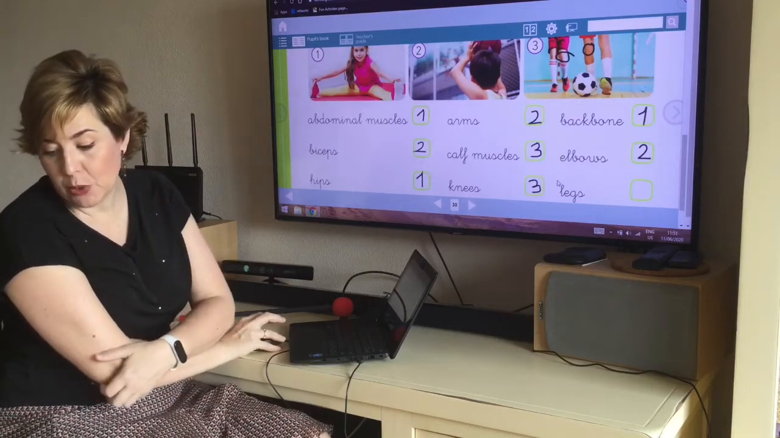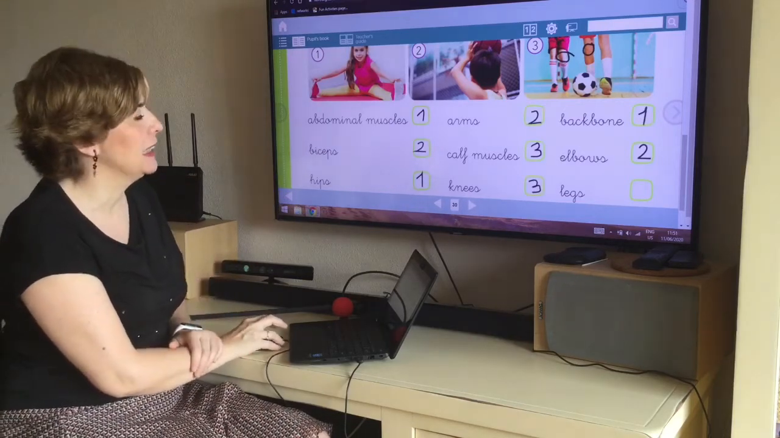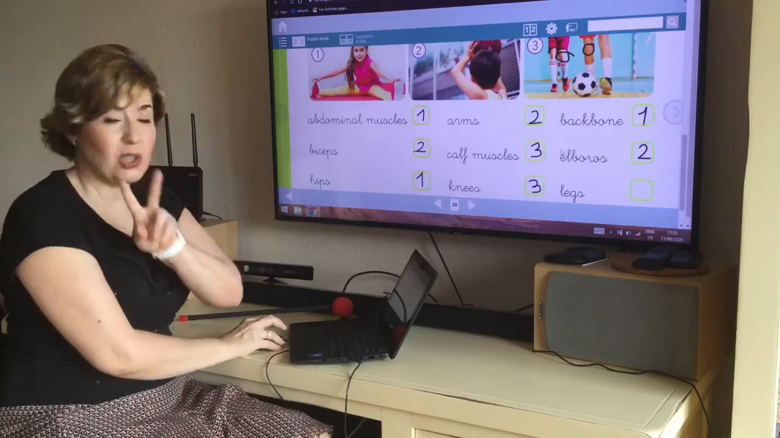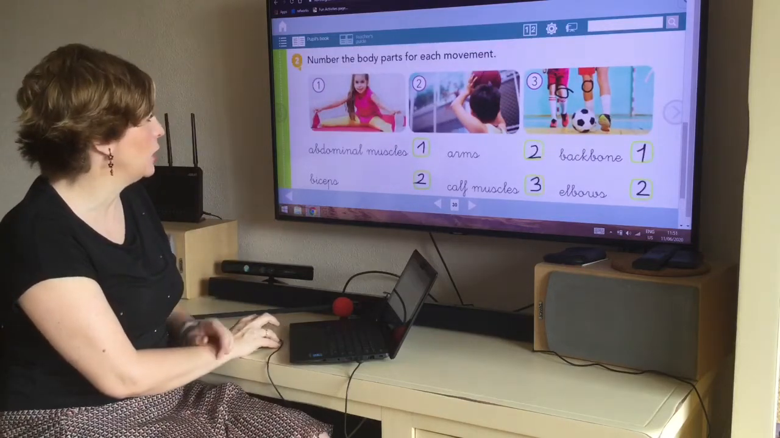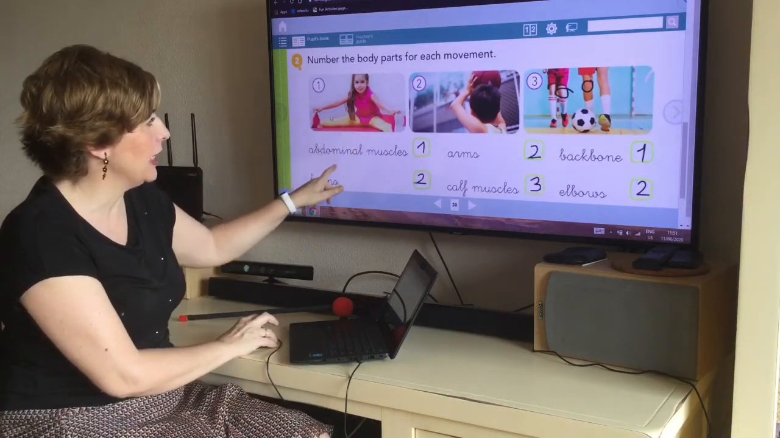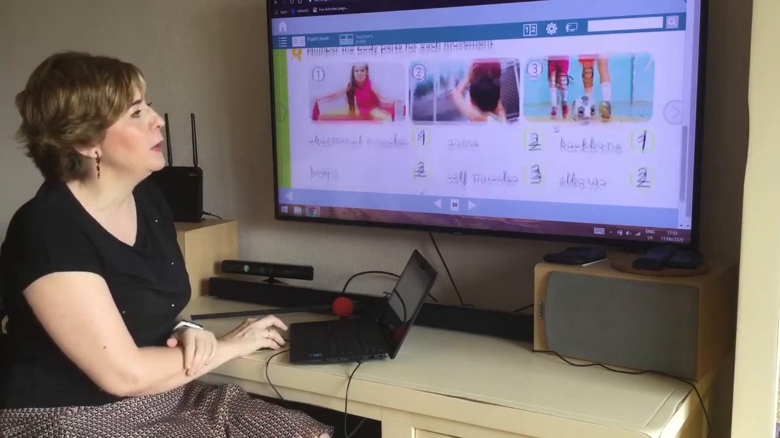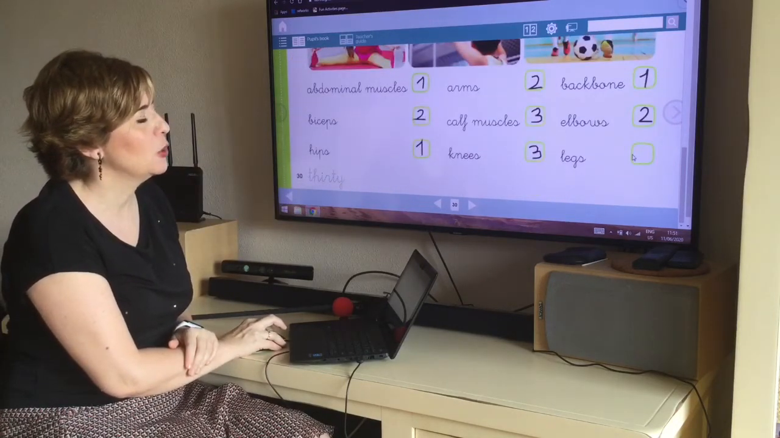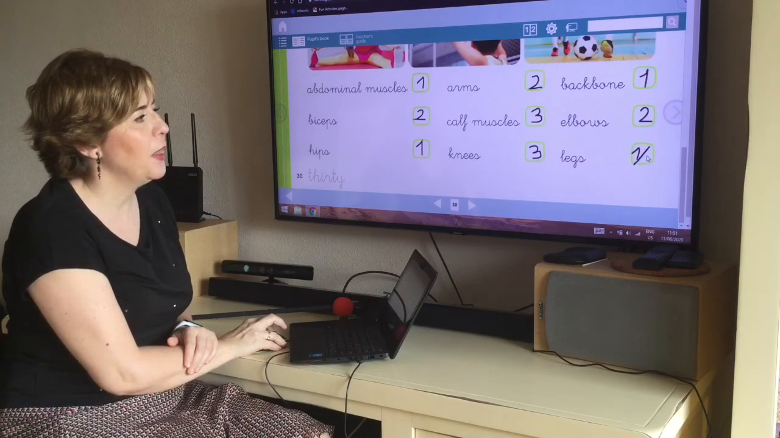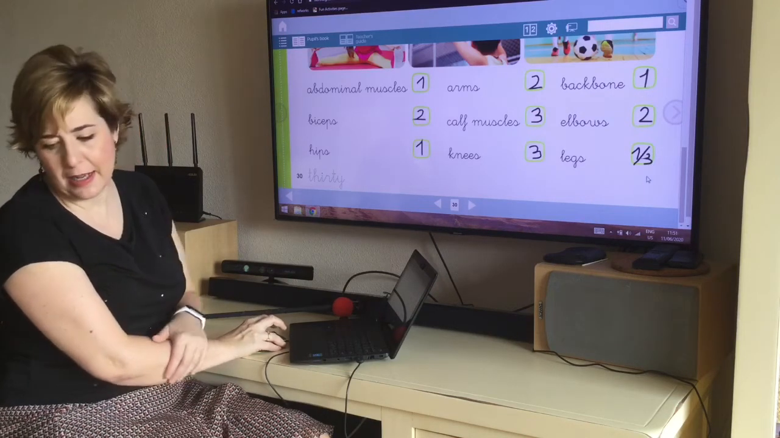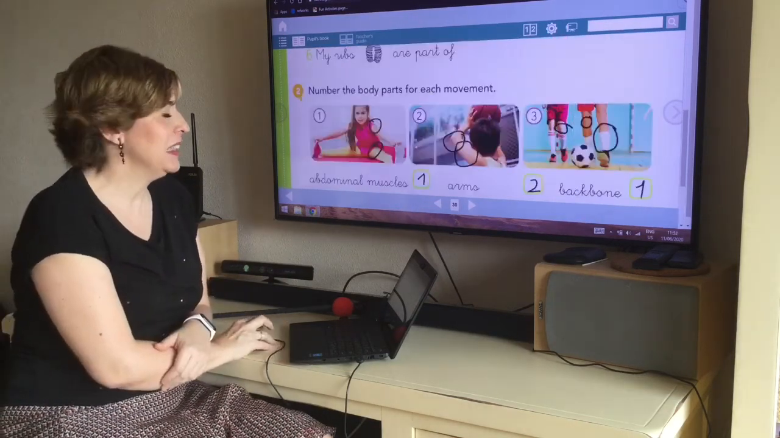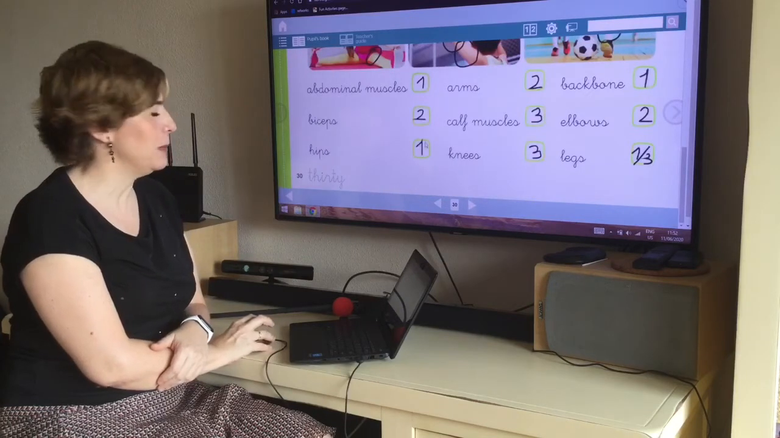And who is using the legs? The legs. 2 pictures are using the legs. 2 children. The girl is using the legs and the boys playing football are using the legs. So we will put 1 and 3. And this is the end of the activity for today.